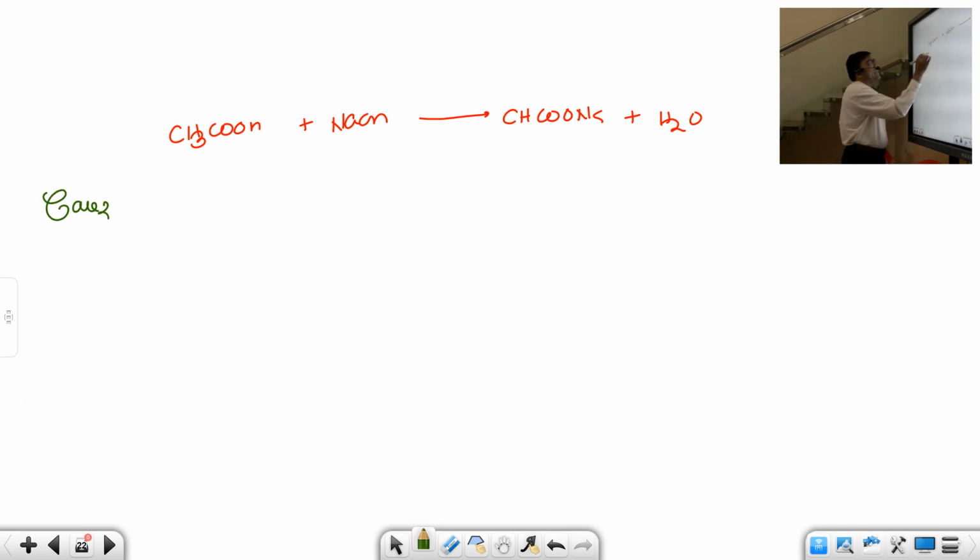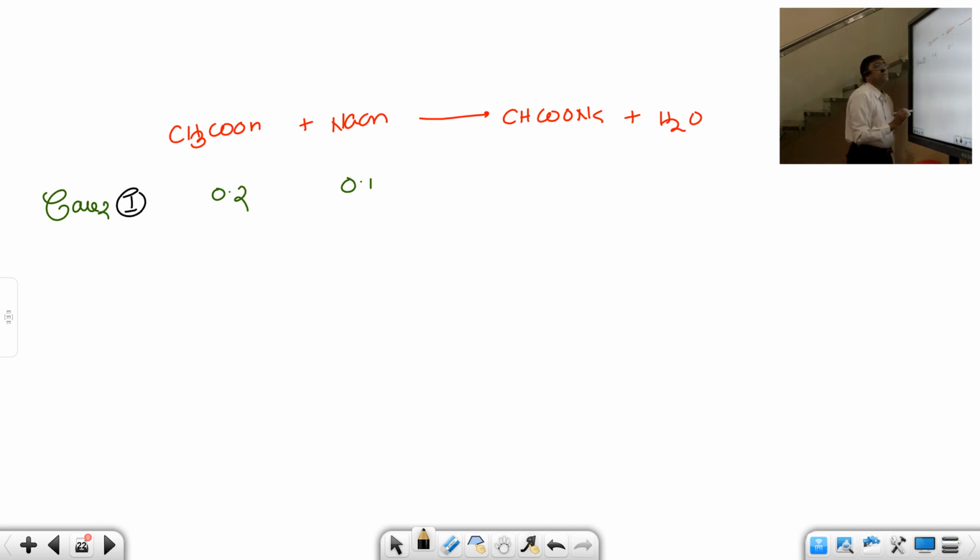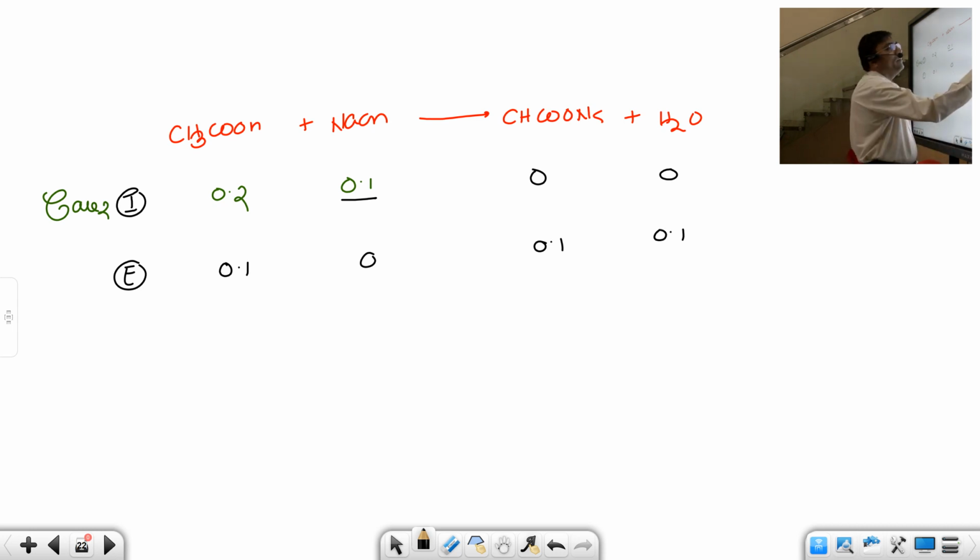Case 2 is as follows. Here I take 0.2 molar acetic acid and 0.1 molar NaOH initially. So this is my initial concentration, and you know it is 0 and 0 for the products. Now the equilibrium concentrations: of the 0.2, only 0.1 will react, because only 0.1 of NaOH is there. That much extent only will react, so 0.1 will be left out, and 0.1 of water and 0.1 of salt will be formed.